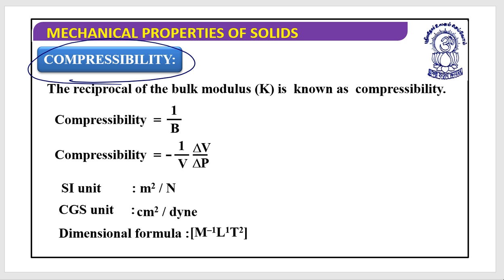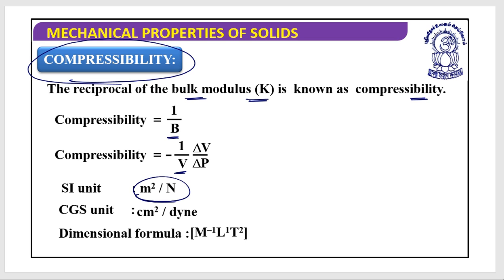one more property. It's compressibility, which is basically the reciprocal of the bulk modulus. When I say it's a reciprocal of bulk modulus, that is known as compressibility. So compressibility is equal to 1 by B, and it is equal to minus of 1 by V into delta V by delta P.